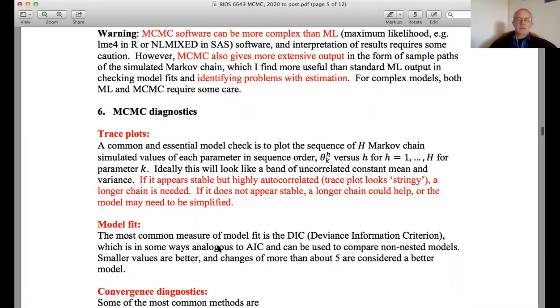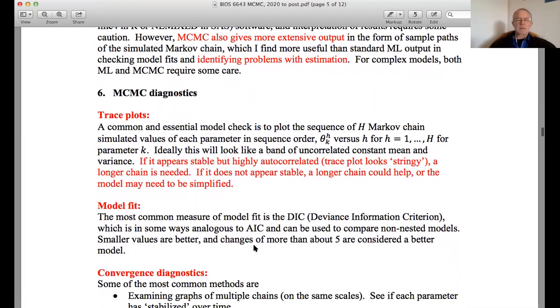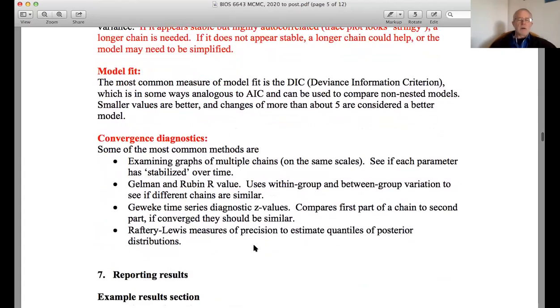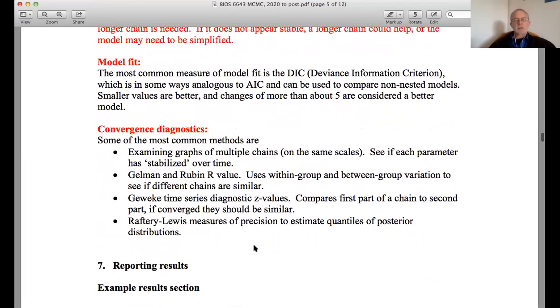Model fit, there's similar things to AIC and BIC. These are called the DIC, for deviance information criterion. Same thing, smaller is better. There's a number of convergence diagnostics. I don't know that there's a correspondent in, say, linear regression to this. I think this is just numerical diagnostics, but several of these I've listed here.